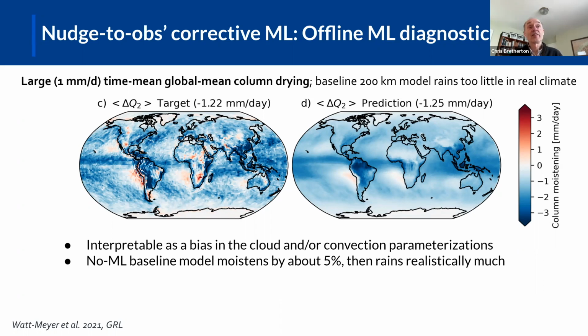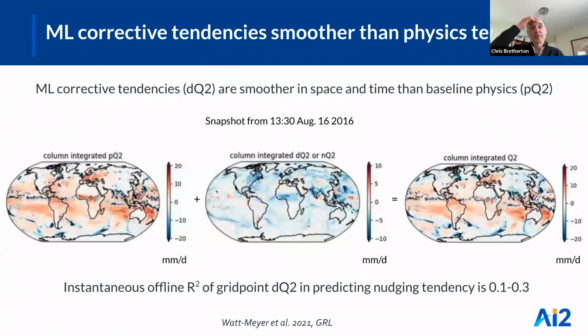On the left is the time mean of this column drying tendency, shown as a map. Blue indicates regions where there is needed drying. Red indicates the very small number of regions where slight additional moistening is needed by the machine learning. And on the right is the time mean prediction from the machine learning. You can see in time mean, the machine learning is doing exactly the right thing. It's drying the atmosphere by the right amount in the right places. Instantaneously, it doesn't do as good a job. Instantaneously, the nudging tendencies are actually quite noisy, and it only predicts 10 to 30% of the variance.